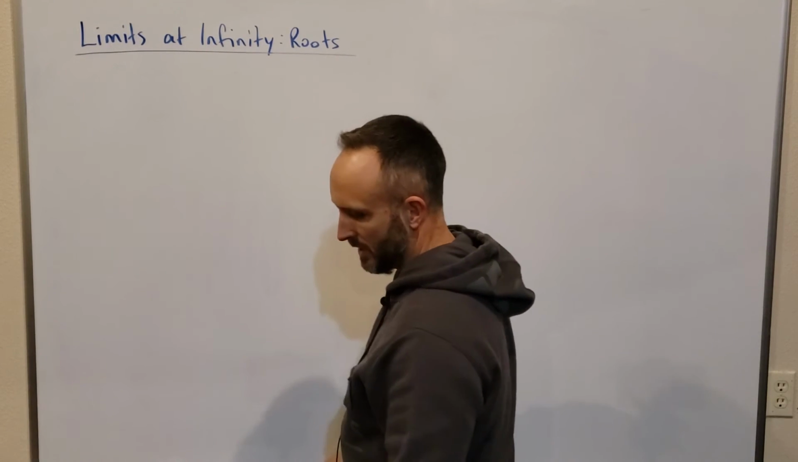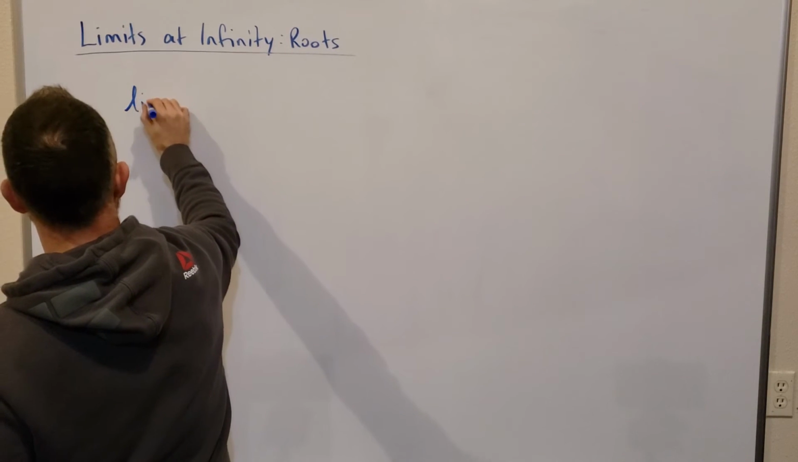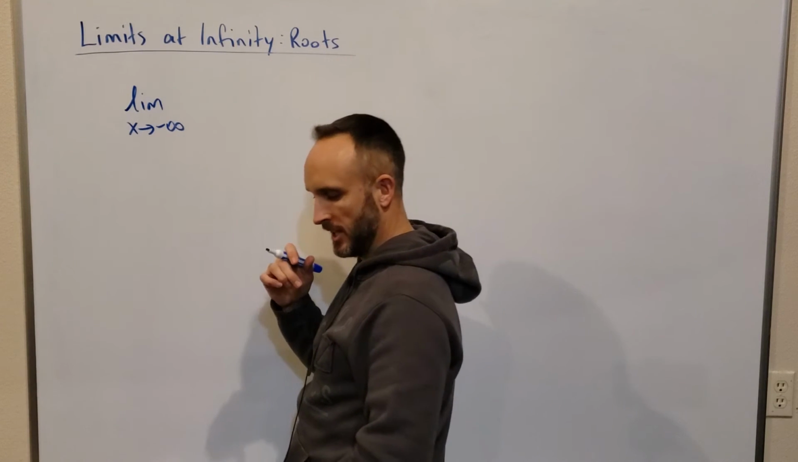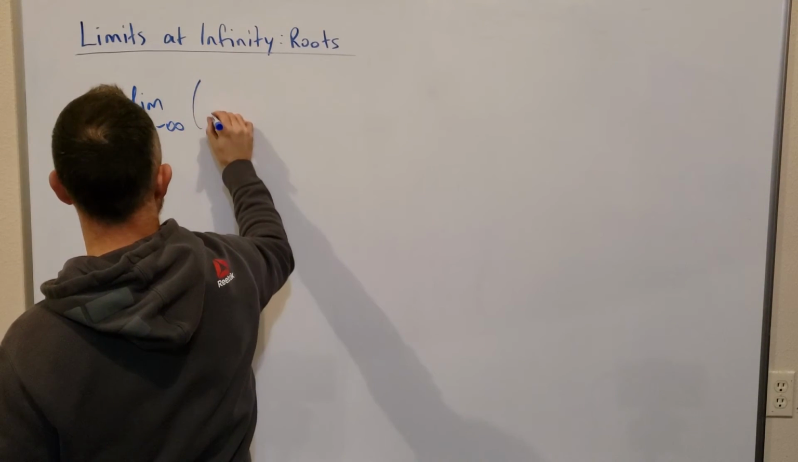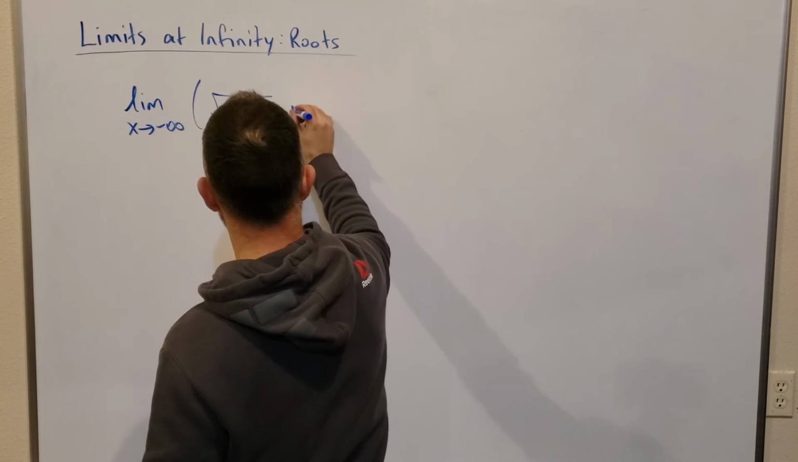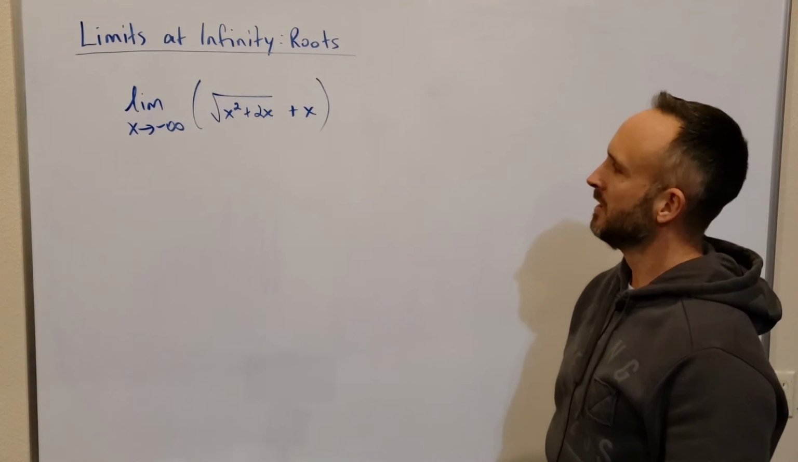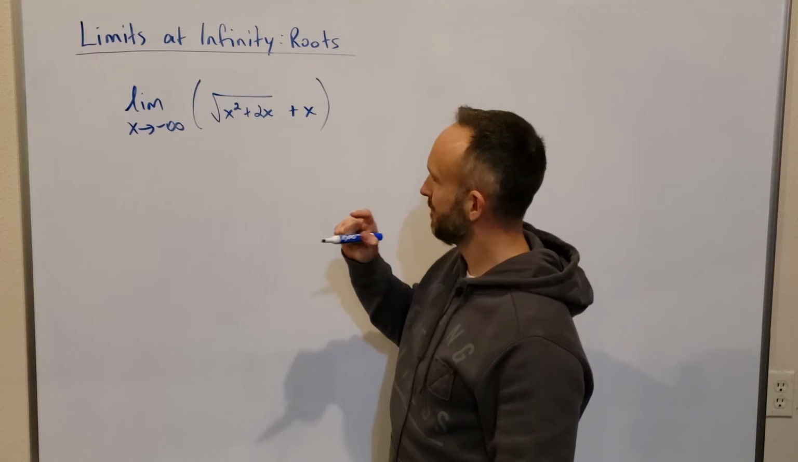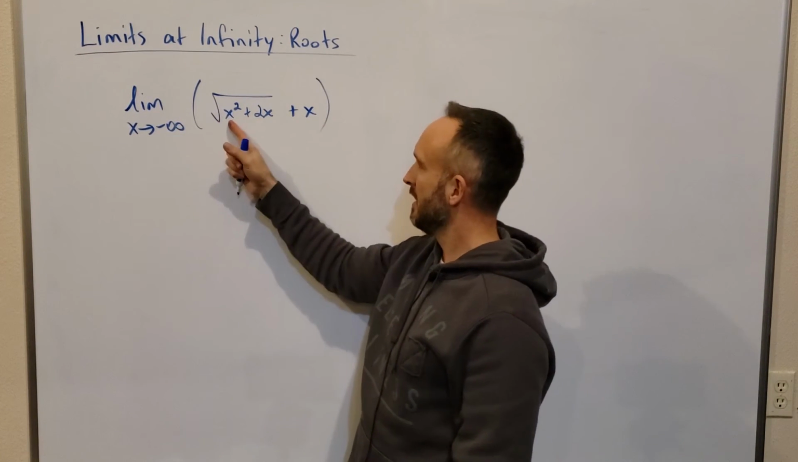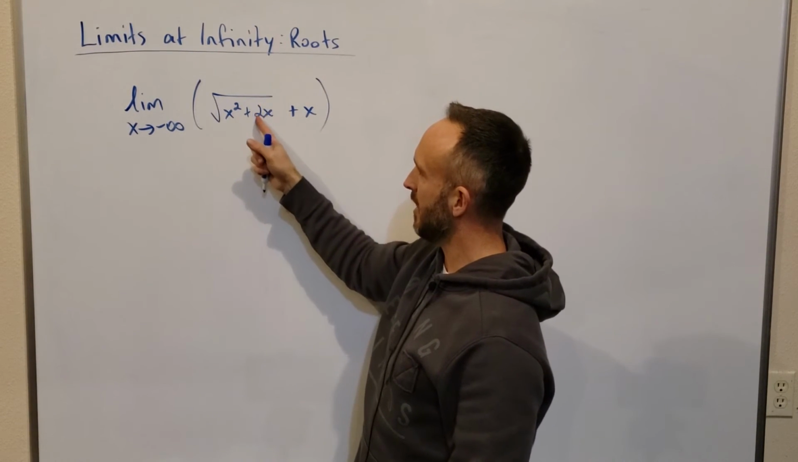So we'll kind of look at one that works out unexpectedly. Let's look at the limit as x goes to negative infinity of the square root of x squared plus 2x plus x. So there's no ratio here. But when you look at evaluating the limit, you plug negative infinity in, and when you square negative infinity, you get positive infinity, and that's going to dominate this guy.